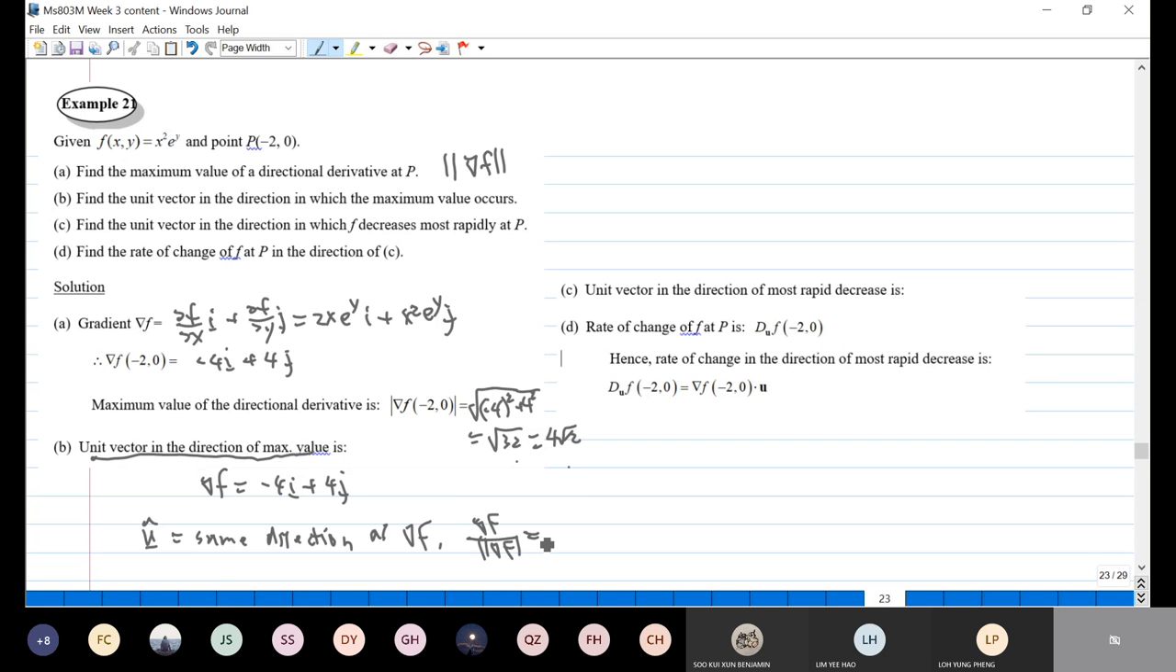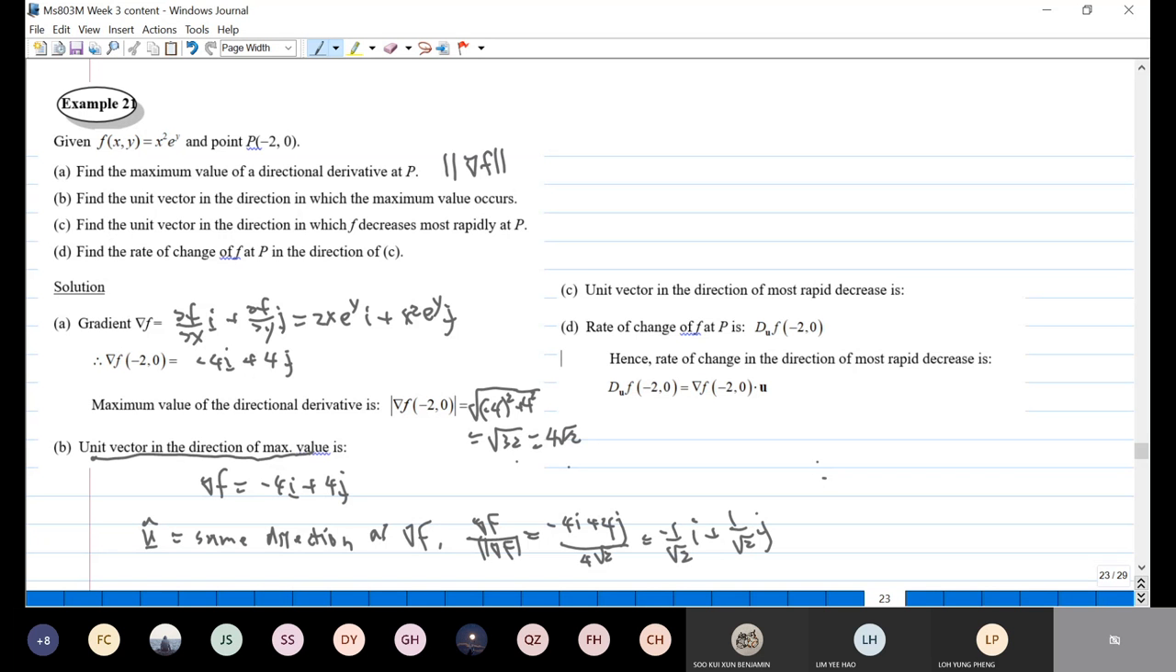So u cap is equal to -4i plus 4j over 4 square root 2. So it is actually -1 over square root 2 i plus 1 over square root 2 j. This is the u we're talking about. And this part B here, the vector must be the same direction as the gradient, where we have the maximum rate of change.